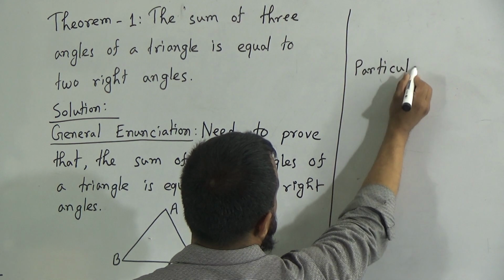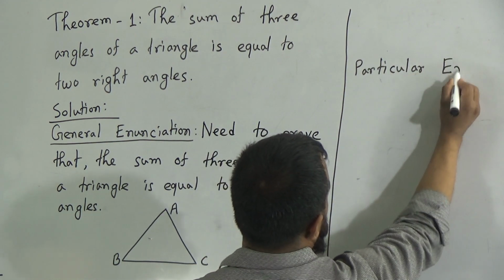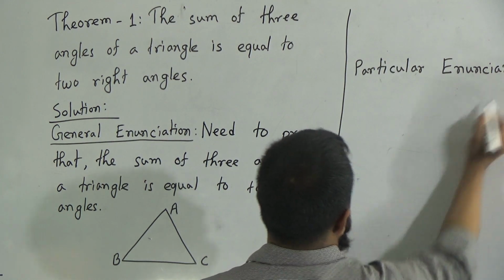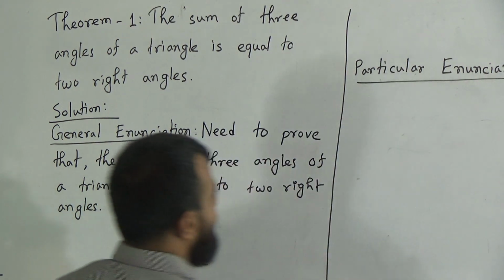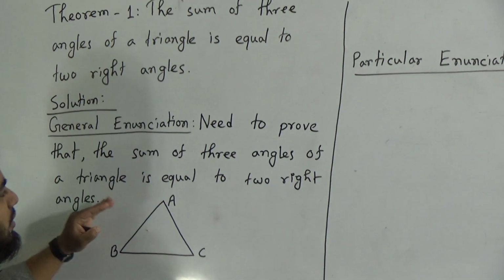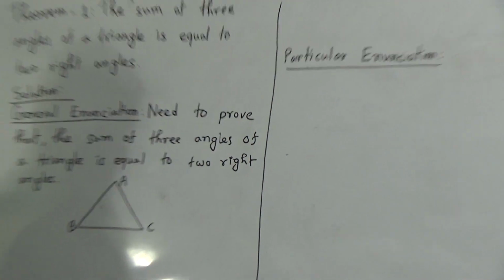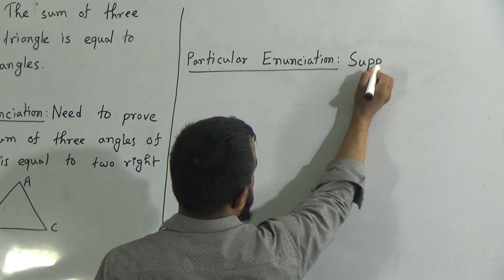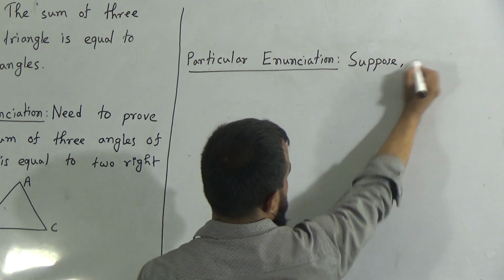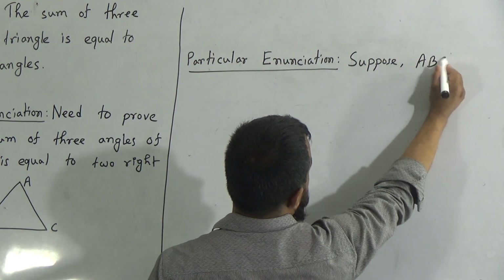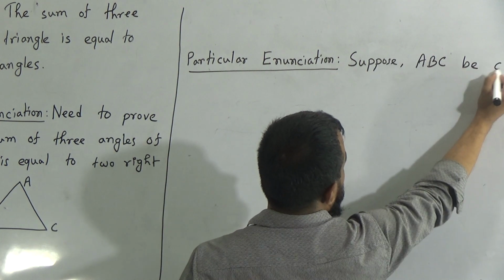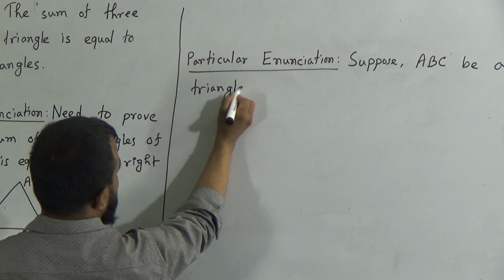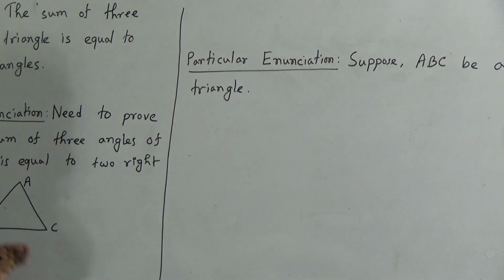Particular enunciation. The particular enunciation will be what? It will be a brief of this question, that means a brief about the statement. What will we write down? Suppose ABC is a triangle. From this figure, ABC is a triangle.